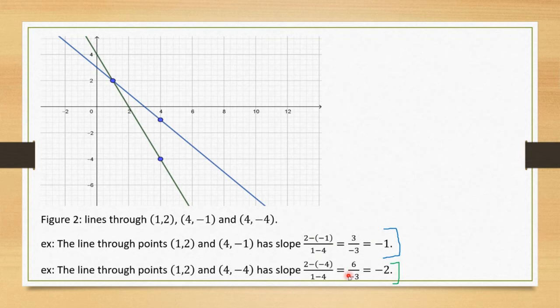And for the green line down here, it's similar. The only difference now is that instead of going through (4, -1), it's going through (4, -4). So essentially this -1 gets replaced by -4. Again, 2 minus -4 over 1 minus 4. That's what I'm doing. You could go the opposite way, that is, you could do -4 minus 2 over 4 minus 1. If you do the calculation correctly, you'll get the same answer.